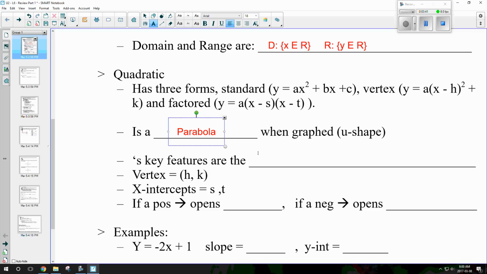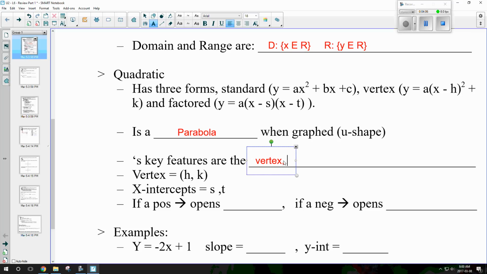And key features of our parabola include the vertex, which we can see down here. Our vertex is the h value and the k value, and that comes from our vertex form. And remember, when h is taken outside of the brackets, the sign changes. So if it's negative inside the brackets, it's positive outside the brackets.